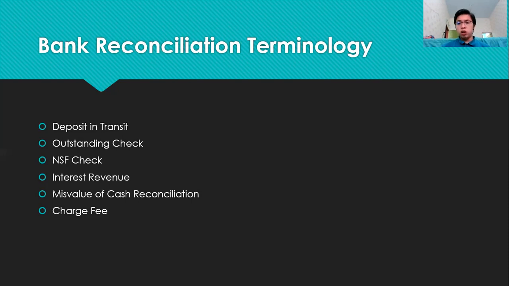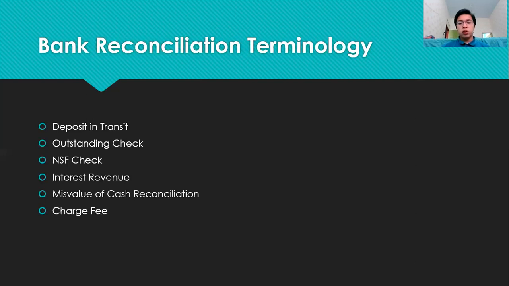The outstanding check is when you send or pay money to another company, for example, and the other company receives your check, but they haven't used or claimed it yet. So the bank will not deduct from your cash in your bank account because the check hasn't been used yet by the company that we pay. That is an outstanding check.